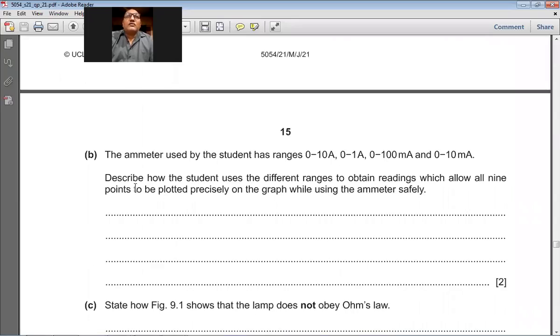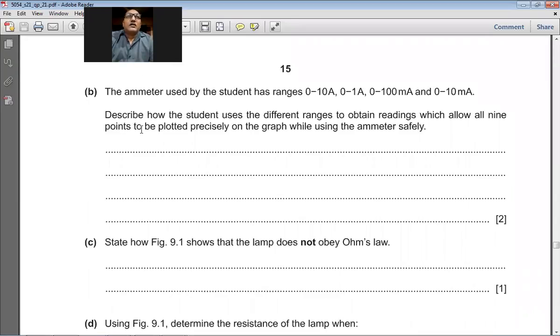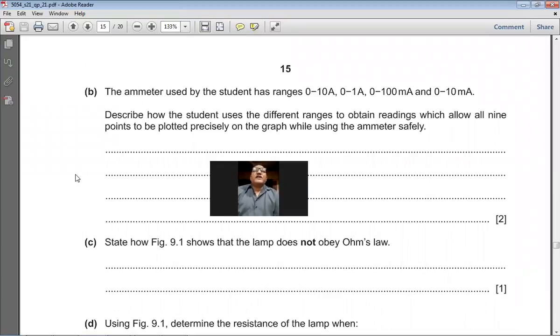Okay, now he says the ammeter used by the student has a range from 0 to 10 ampere, from 0 to 1 ampere, from 0 to 100 milliampere, and from 0 to 10 milliampere. Describe how the student uses the different ranges to obtain readings, which allow all 9 points to be plotted precisely on the graph while using the ammeter safely.